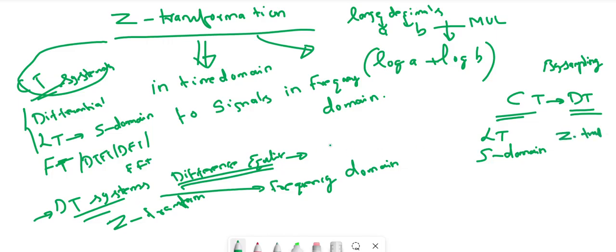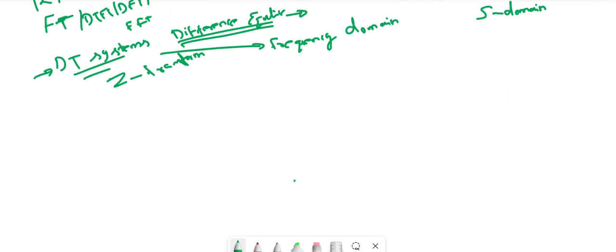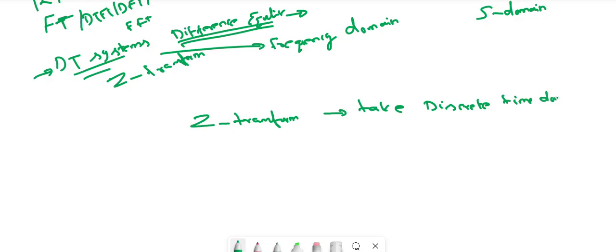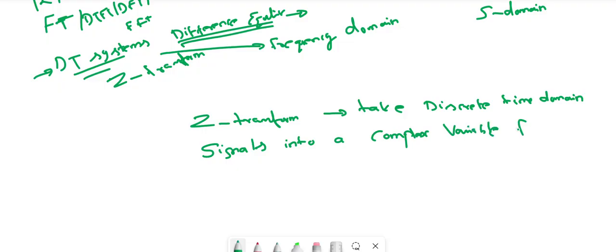So why do we go for the Z transformation? The Z transform is used to take discrete time domain signals into a complex variable frequency domain.